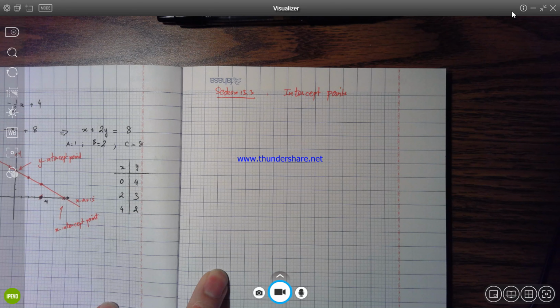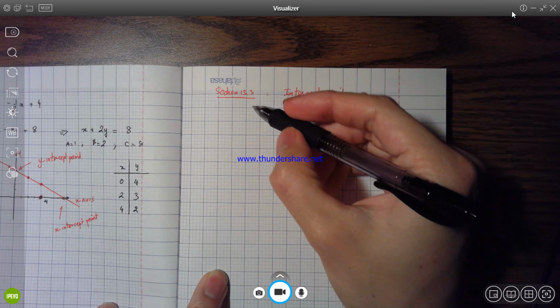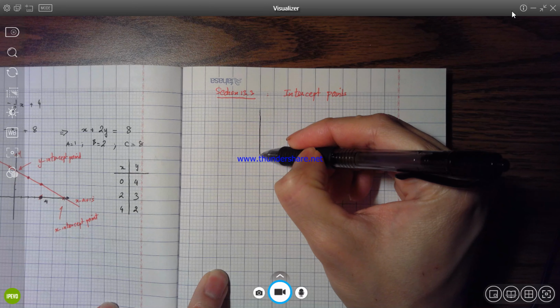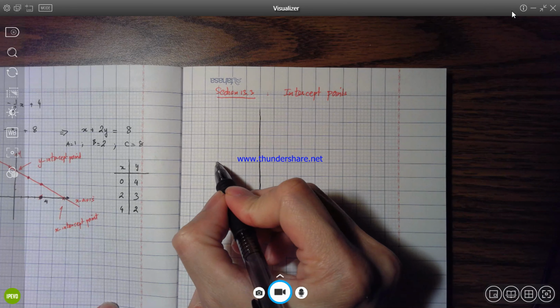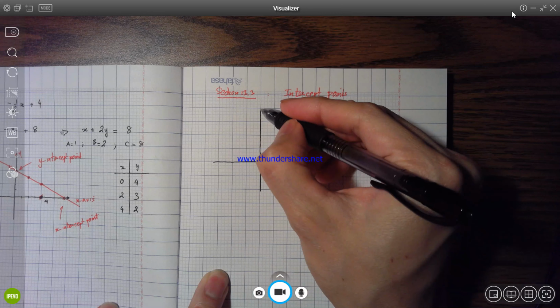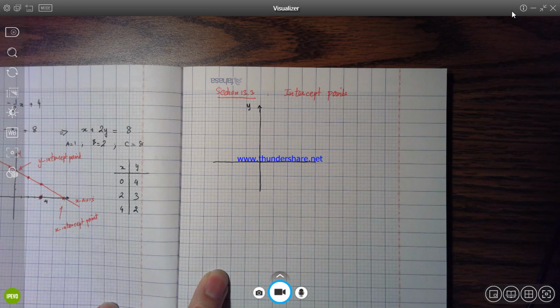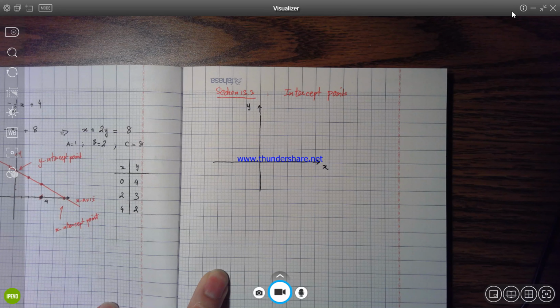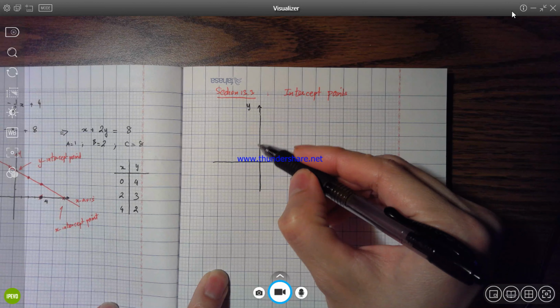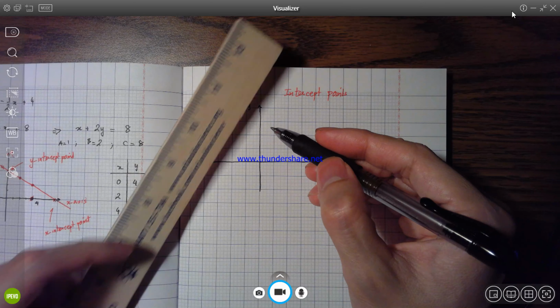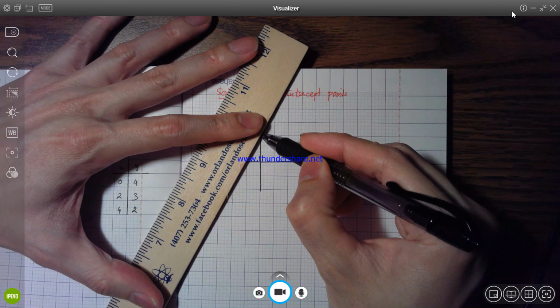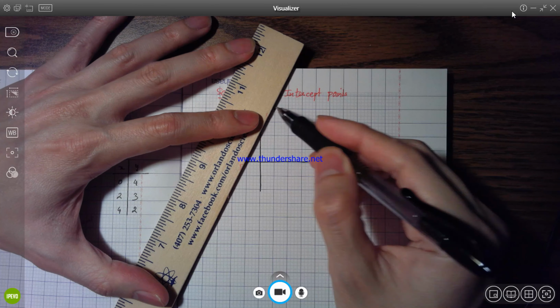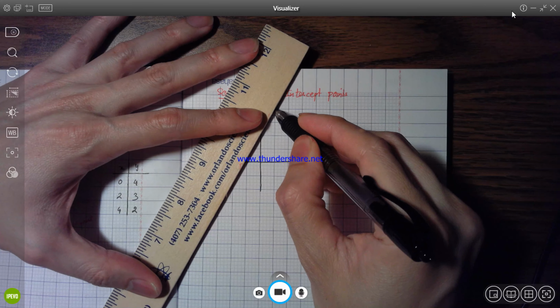Now I want you to take a look at this graph, which represents a line. Actually, at the end of the previous video, I already introduced a little bit of x and y intercepts, but in this video I want to talk more about this. So what if I have a line like this, going through this point and this point?